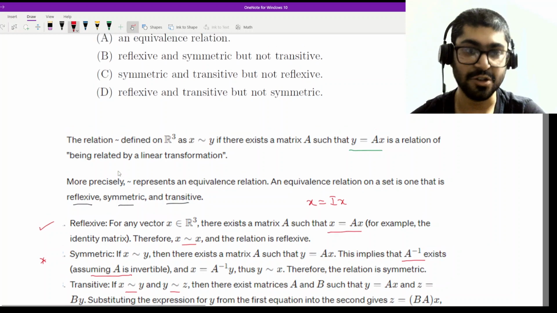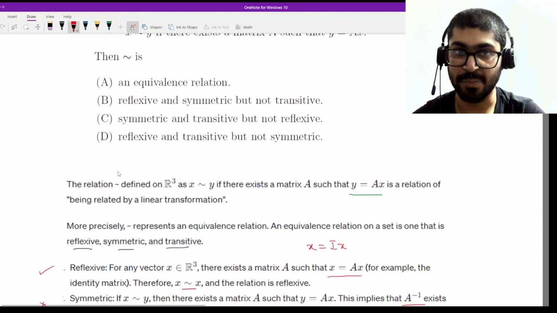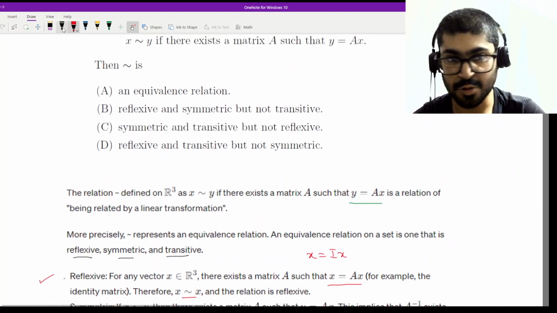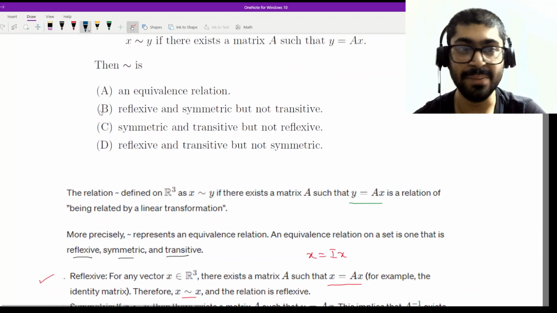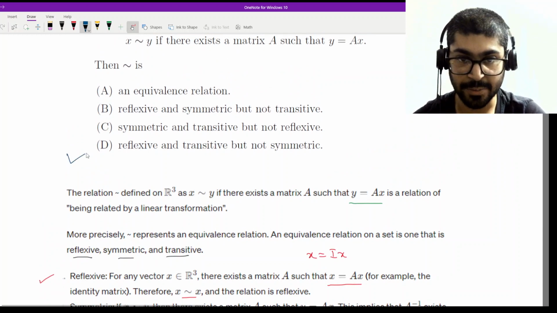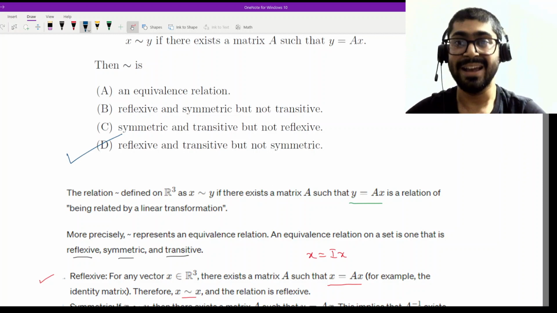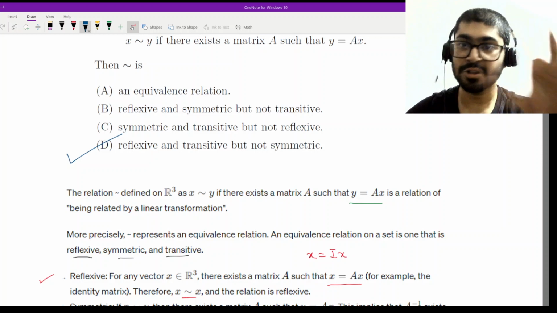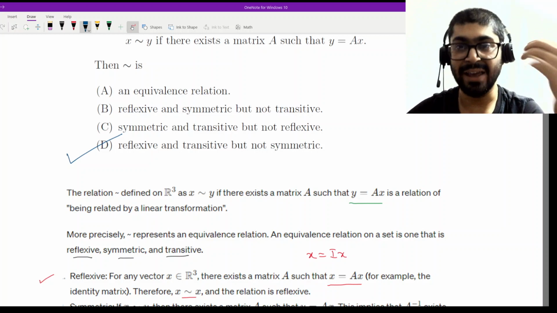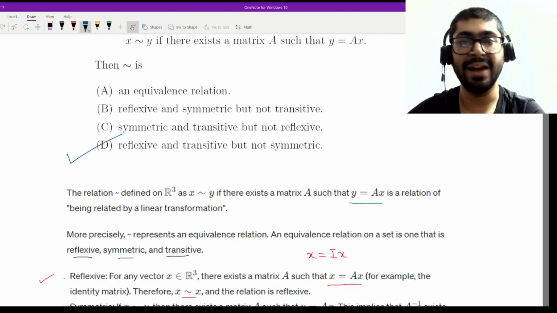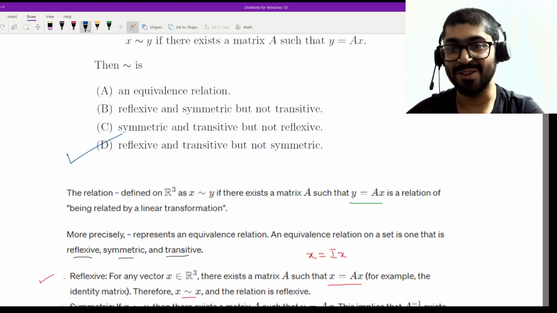But if it is not invertible, then the symmetric property will not be there. So just to be safe, we will not be marking option A, we will be marking option D. Reflexive and transitive, that is there for sure, but not symmetric. Again, for most A's, where the determinant of A is non-zero, it will be invertible and symmetry will hold.